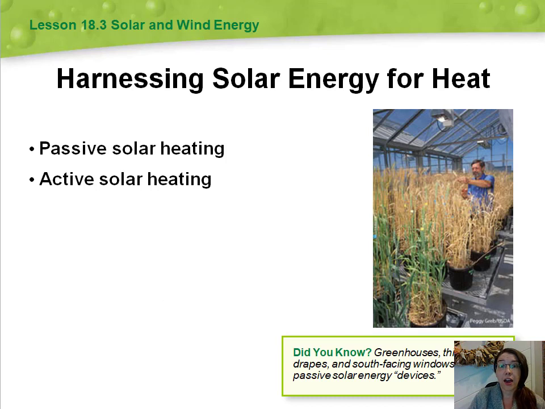So we're going to talk about how we can actually harness these different types of energies. And first we're going to be looking at harnessing solar energy. And there's two main ways, which are going to be put into two different categories: passive solar heating and active solar heating. So the sun provides energy for almost all life processes on Earth.